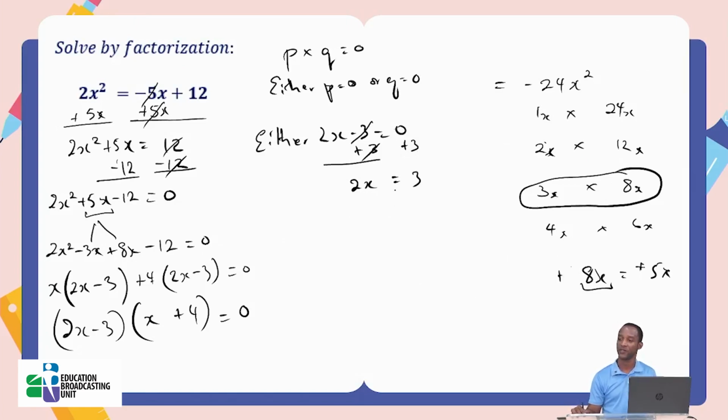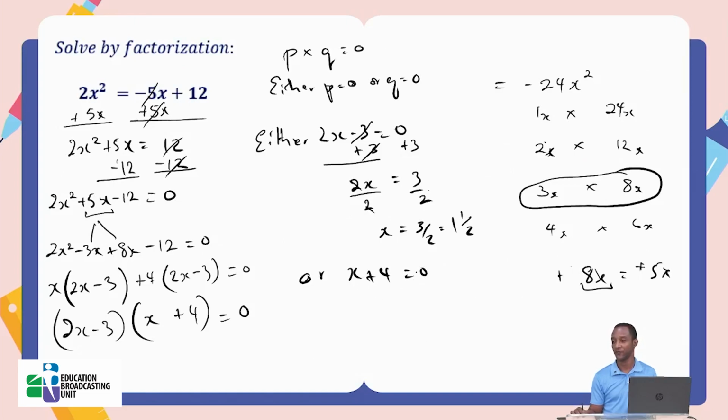And the next step is to divide both sides by 2. Why? Because 2 multiplies x. The reverse is to divide by 2. Dividing by 2, we'll have x equals 3/2, which can be written as 1 and 1 over 2. Let's take the other one that we said, or x plus 4 equals 0.